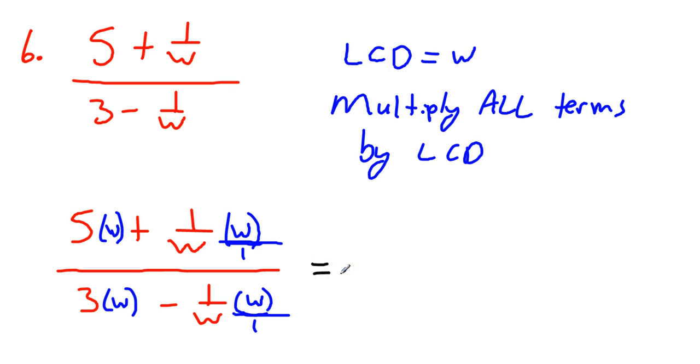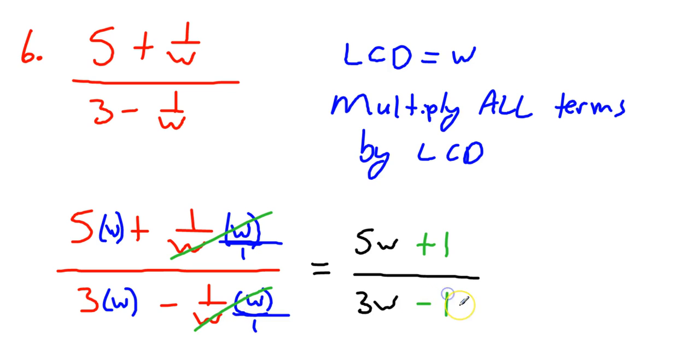And once you do that, it should make this thing look a lot better. You've got 5 times W, which is just 5W. For this part, the two W's will cancel each other out and leave you with 1 over 1, which is just 1. On the bottom, same kind of thing. You've got 3 times W. And for that part, same thing. The W's cancel each other out and leave you with a minus 1.